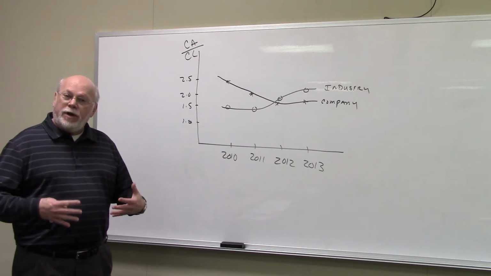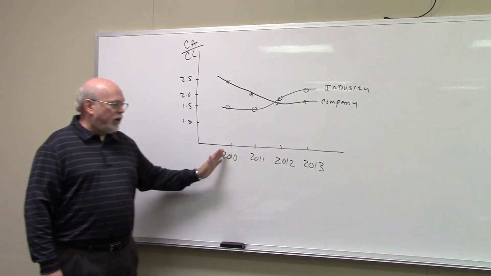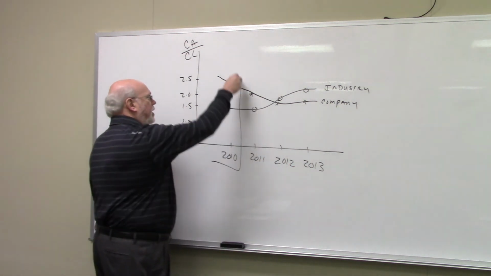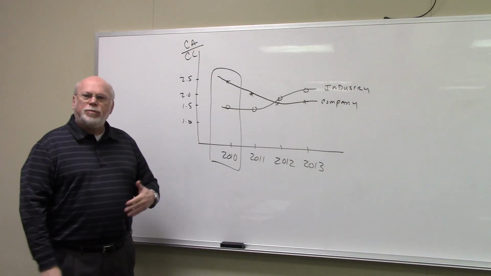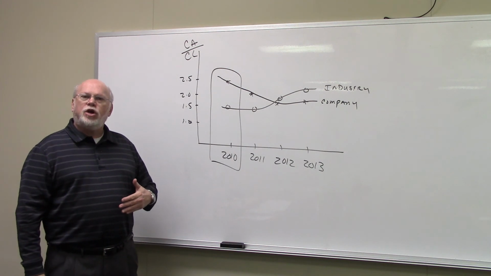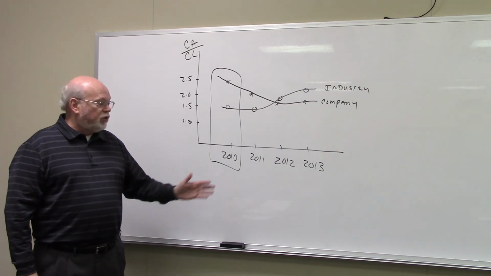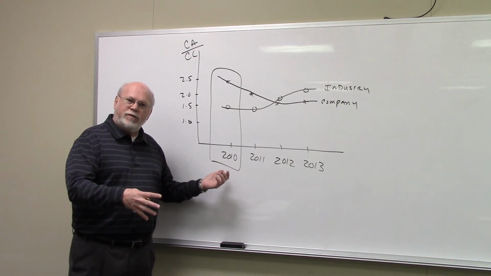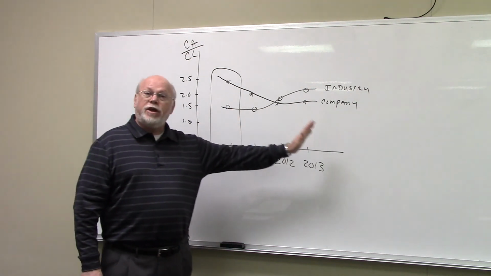Note now, a comparative analysis can be done either over time or it can be done at a point in time. Point in time would be, in 2010, the company's ability to meet its short-term indebtedness was superior to that of the typical firm in the industry. So again, a comparative analysis, where you compare the company to some industry average, can be done either at a point in time or over time.